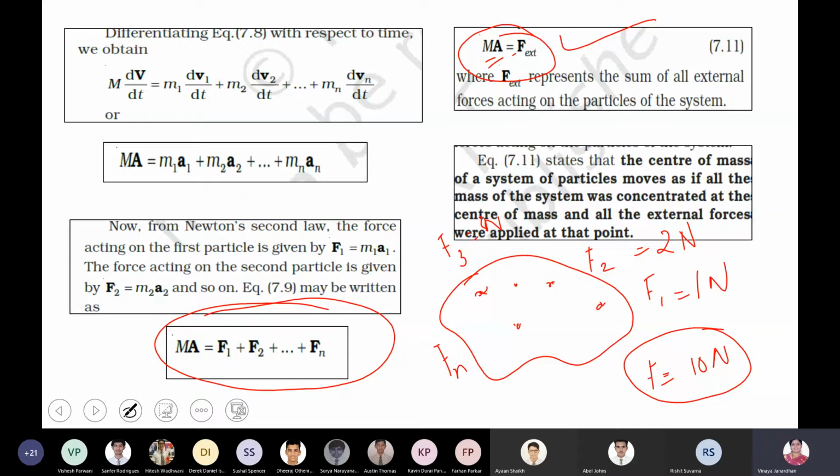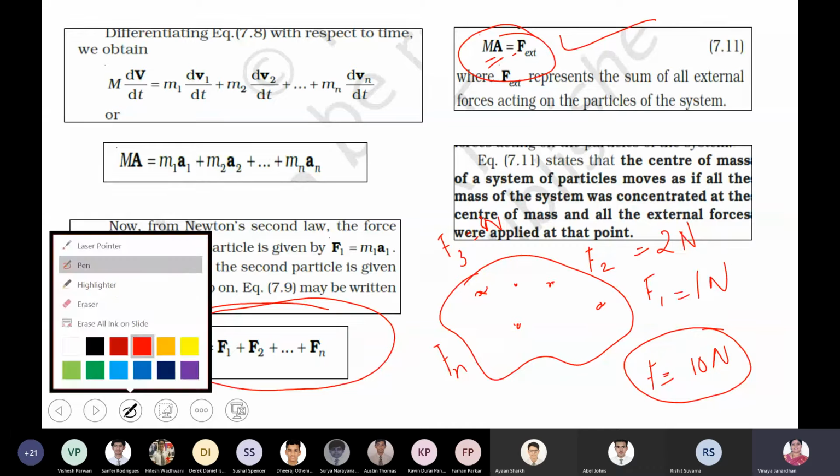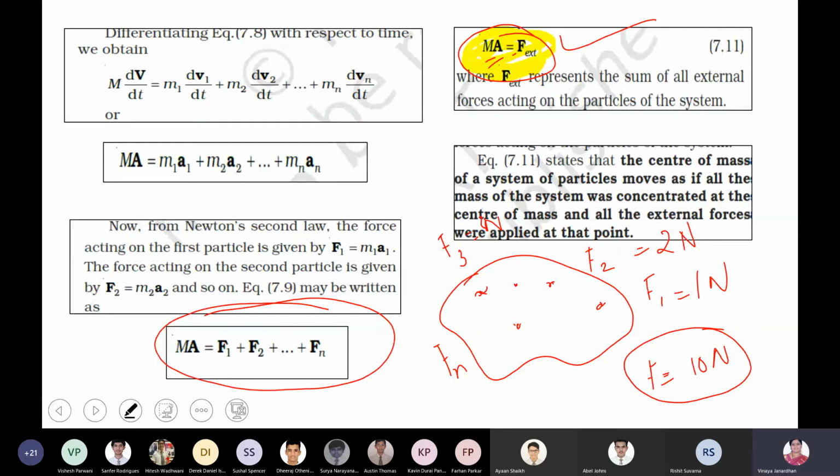Should I repeat, 11B? Because this is a slightly difficult concept as a whole in physics in grade 11. Should I repeat? What does this expression denote? MA is equal to F external. Boys, understand? Capital M is the total mass of the system, which appears to be concentrated at the point we call the center of mass. A is the acceleration of the center of mass.